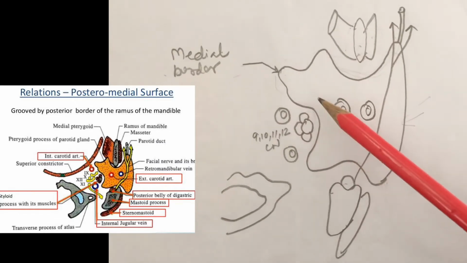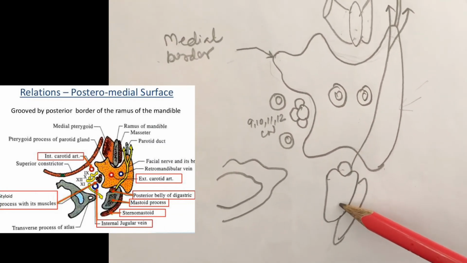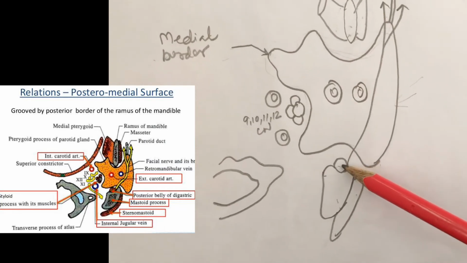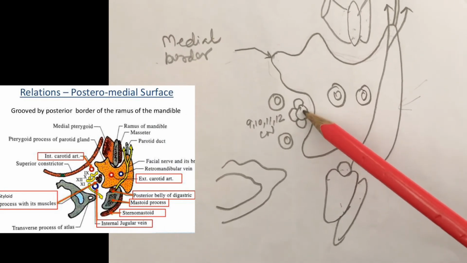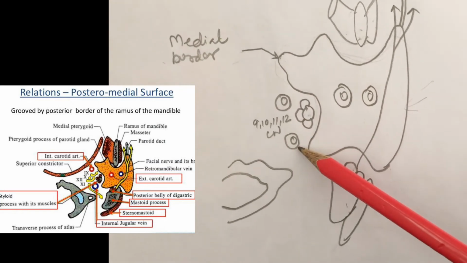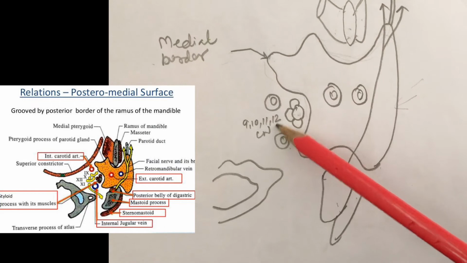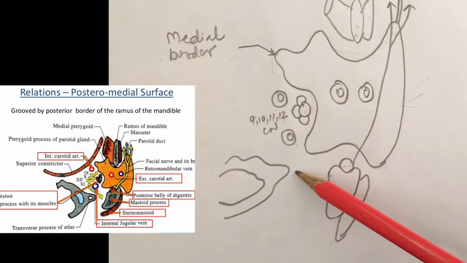This entire posteromedial surface is related to the mastoid process with the sternocleidomastoid muscle, the posterior belly of the digastric, the styloid process and the styloid group of muscles attached on it, the internal carotid artery, the internal jugular vein, the 9th, 10th, 11th, 12th cranial nerves in between, the transverse process of the atlas and rectus capitis lateralis.